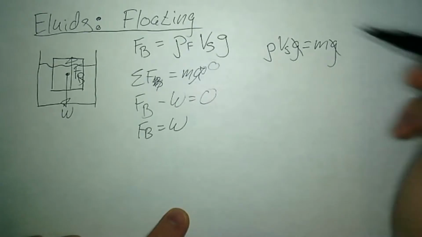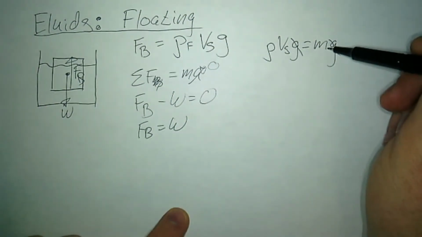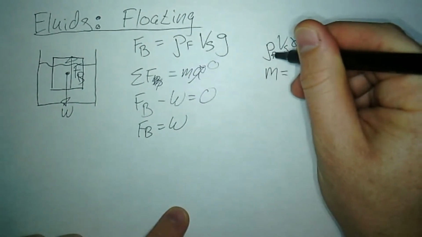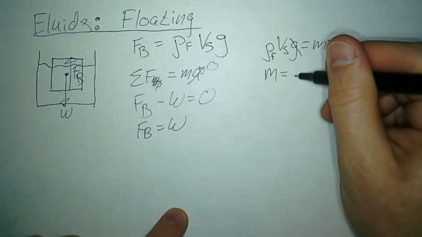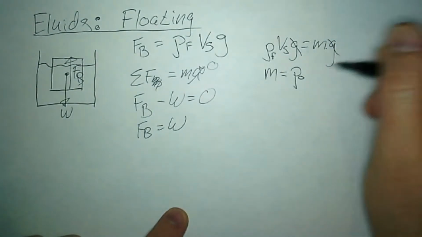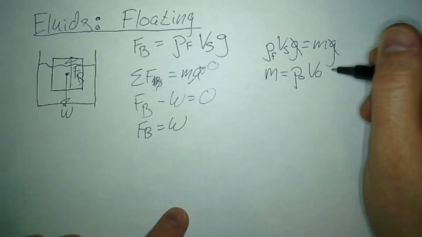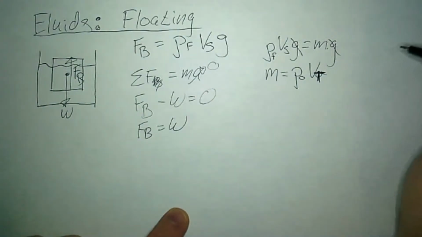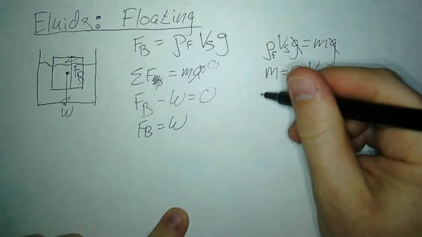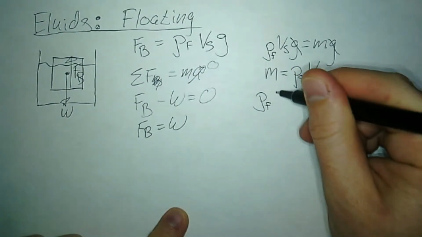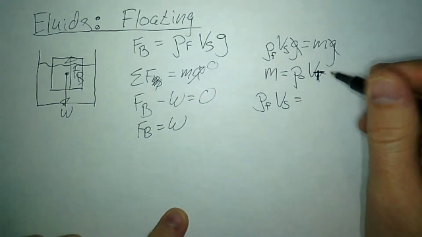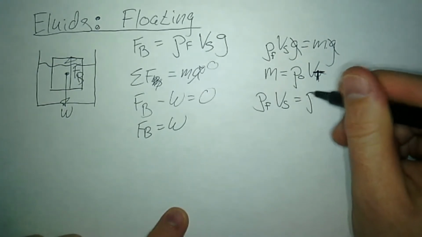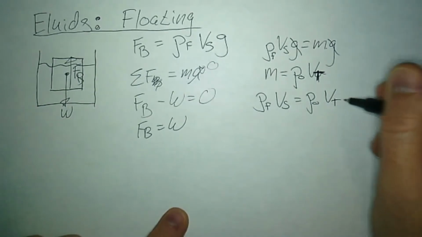And so now, how does this help me figure out how much is above or below? Well, I can rewrite the mass to be, let's make this density of fluid specifically. I can rewrite the mass to be density of object times the volume of the object, or the volume total, maybe is a better way of saying it. So let's put that in. So now I've got rho of the fluid, volume submerged is equal to density of the object times the total volume.